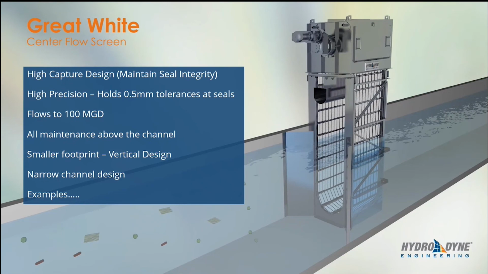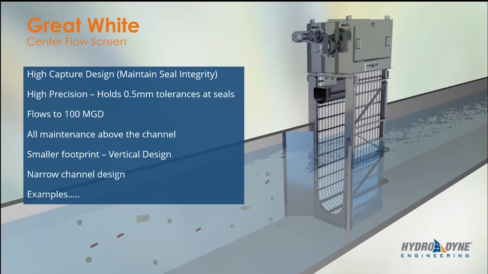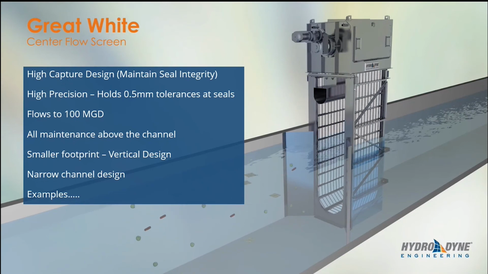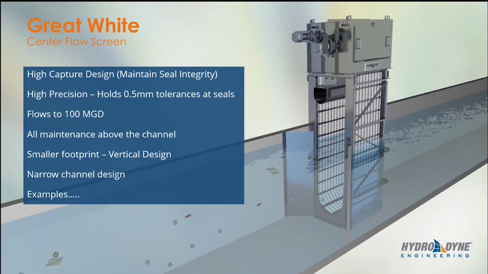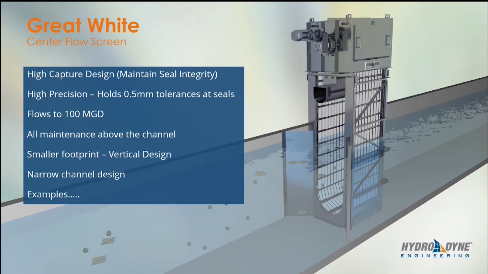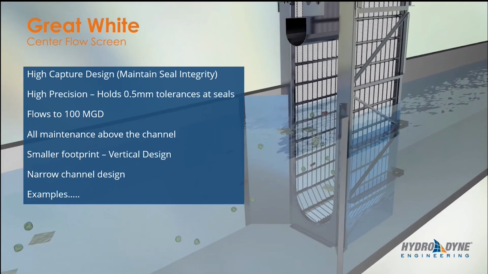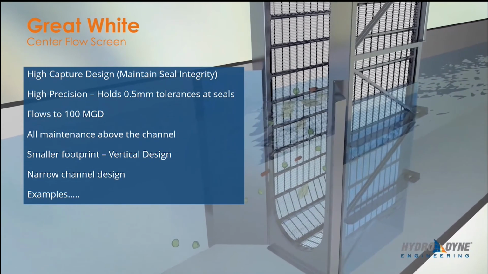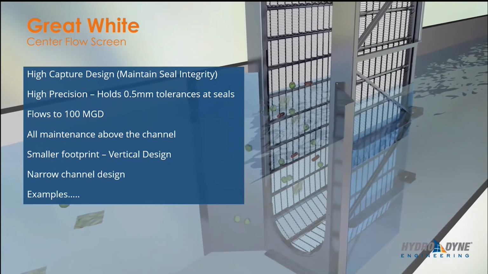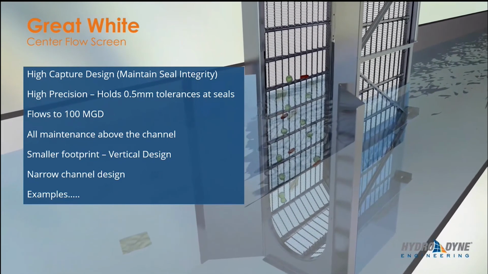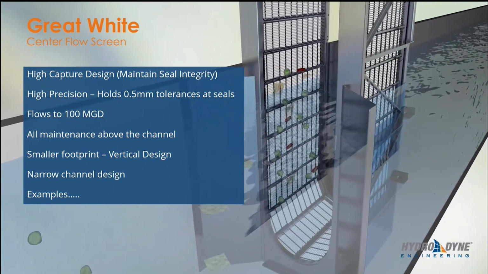We have a center flow band screen. This is another high capture design. In this design, the screen needs to be designed at a high precision, and that means that if there are any intermediate seals, they have to be designed to hold a 0.5 millimeter tolerance. Center flow band screens can be rated very high to 100 MGD.